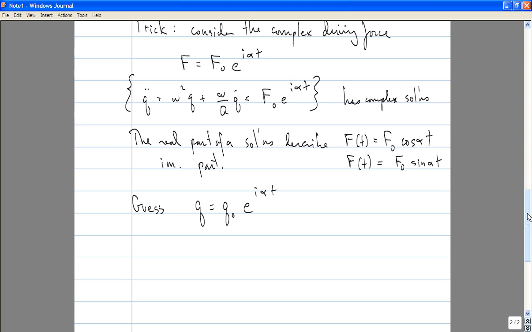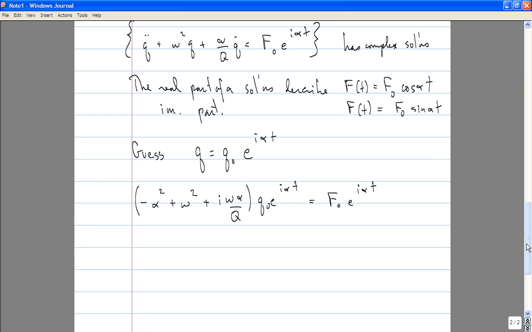So the differential equation then just becomes, from the q double dot term, we have minus alpha squared. And from the omega squared term, we have plus omega squared. And then plus i omega alpha over Q, all times q e to the i alpha t, has to be equal to F naught e to the i alpha t. Sorry, that's a q naught there, not a q.